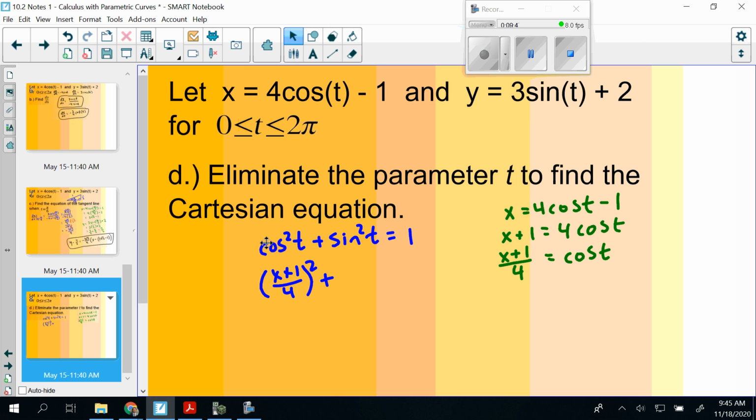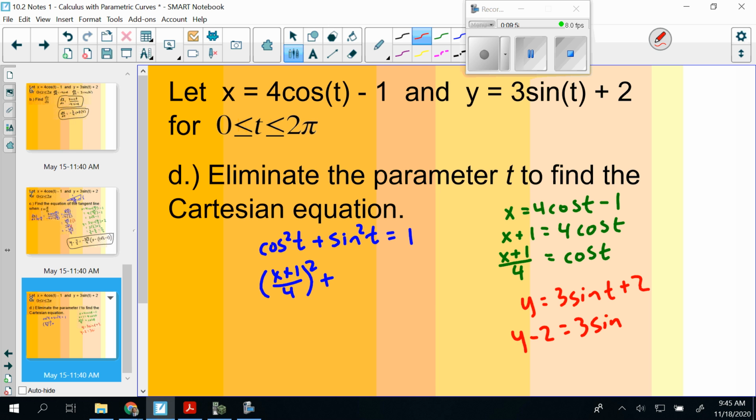Plus, now let's do the same for y here. So y equals 3 sine t plus 2, so minus 2. And divide by 3, so it looks like sine of t is equal to y minus 2 over 3. So we'll substitute that one in as well. And that's also squared equals 1.